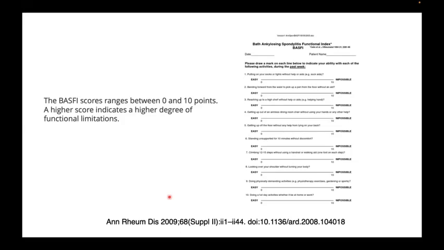In this BASFI, there are questions where they ask the patient how they do some functions, like how to put on socks, how to bend, how to do things over the head. And each question is scored from 0 to 10. We take the mean of these questions, and we will find a score between 0 and 10. And if you have a high score, it indicates a high degree of functional limitation.